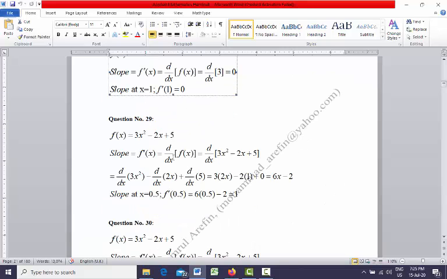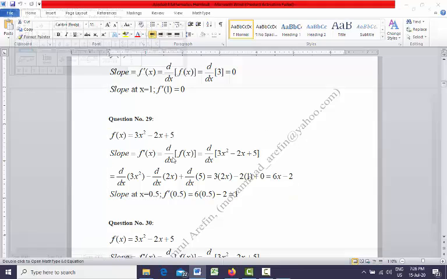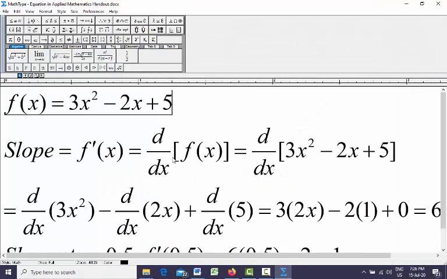Now let's move to question number 29. So here also again we need to find the slope of the tangent. To find out the slope of the tangent, we just need to find out the slope of the curve, because as I said before, slope of the tangent is the same as the slope of the curve at the point of tangency. So here you need to find out the slope of this function, or slope of this curve.